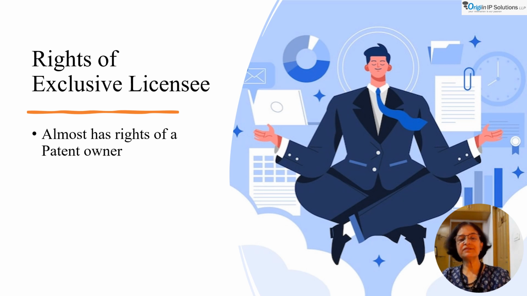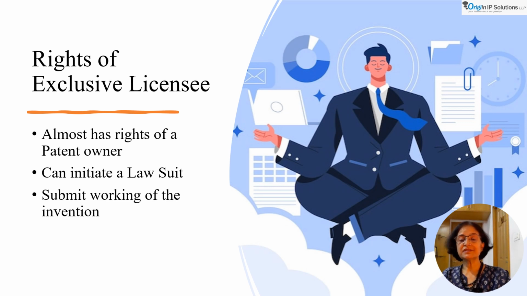There are a few very interesting rights which are granted to exclusive licensee. So exclusive licensee almost becomes owner of the patent, and he has almost same rights as the patent owner. He can prevent patent owner from using his own patent, and exclusive licensee can also initiate a lawsuit. And it's very interesting to know that the exclusive licensee can even submit working of the invention report to the controller of patents every year.